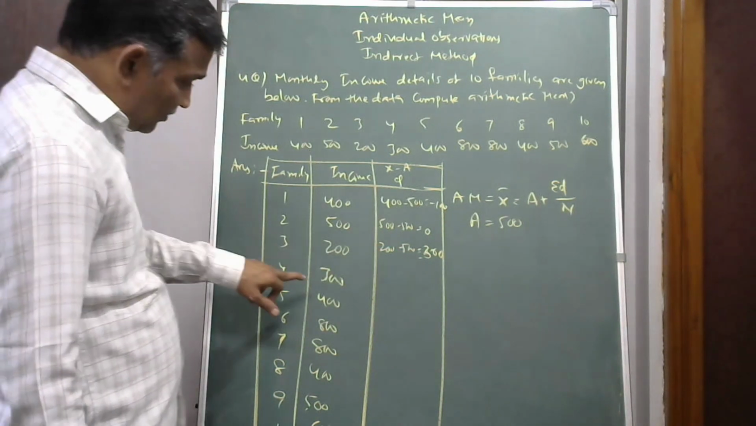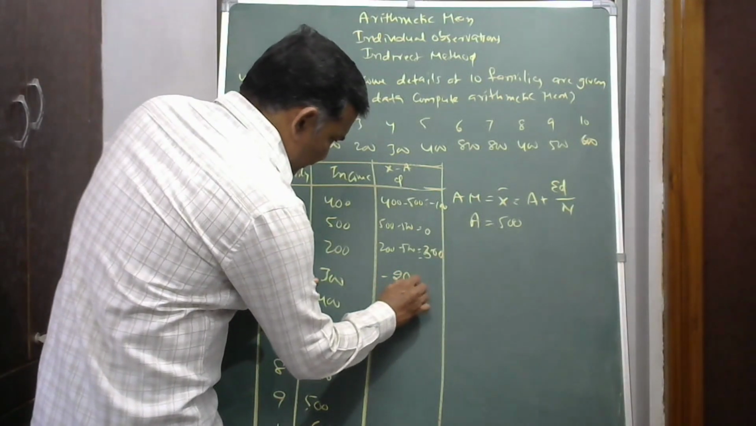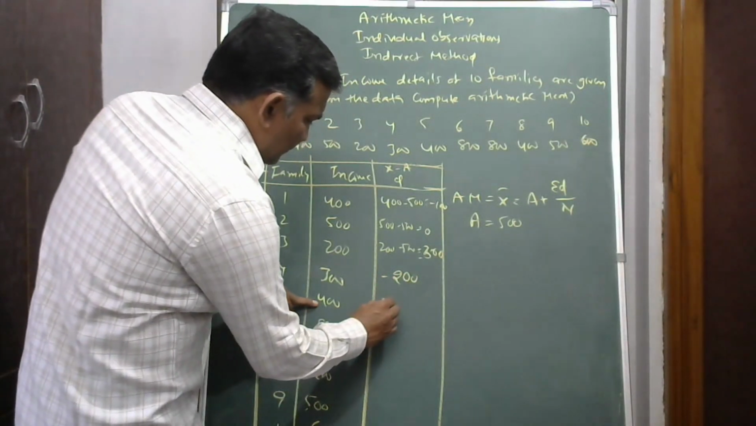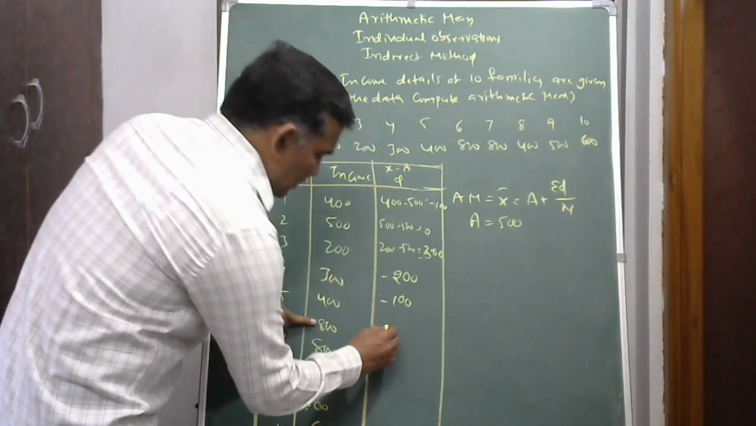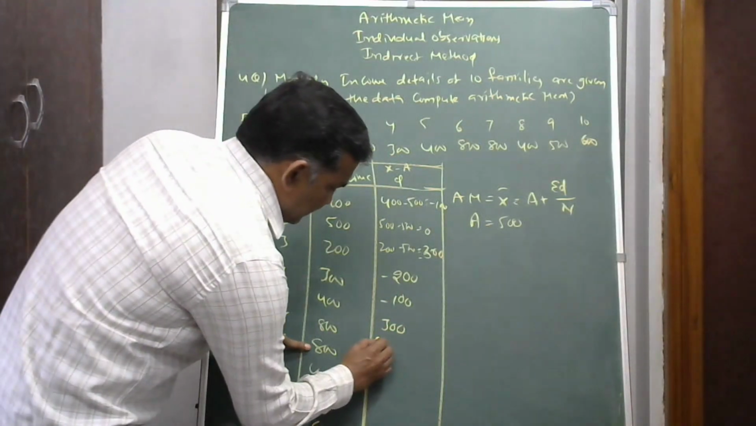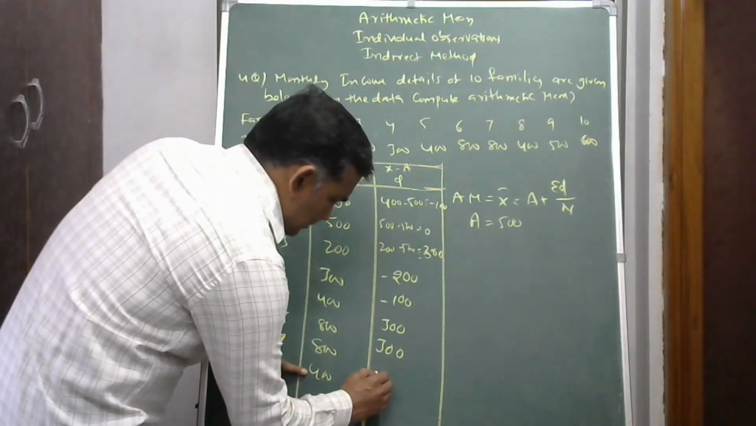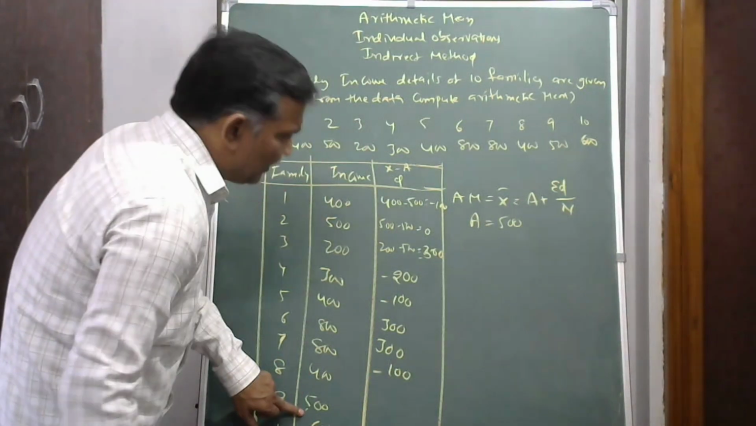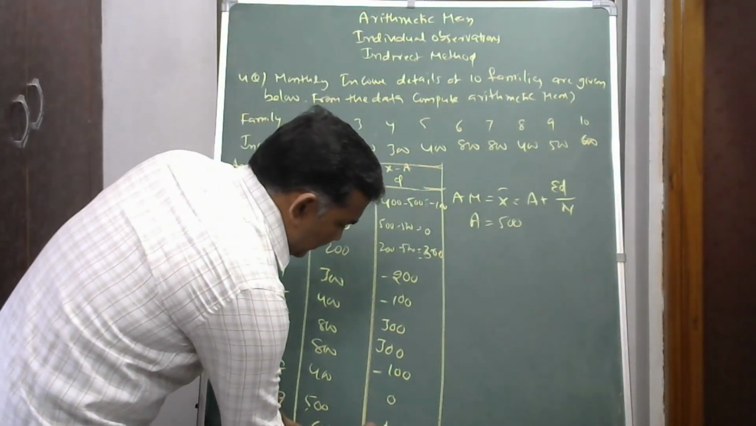So here also from 300 we will deduct 500, minus 200. It is 400 minus 500, minus 100. 800 minus 500, it is plus 300. It is also plus 300. So it is 400 minus 500, it is minus 100. 500 minus 500 is 0. 600 minus 500 is 100.